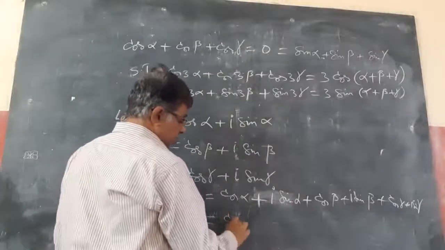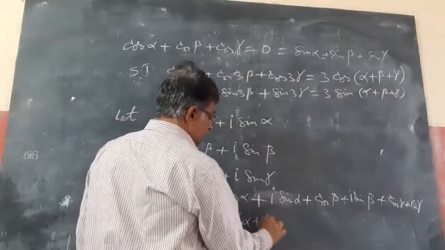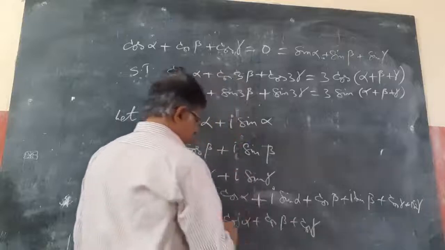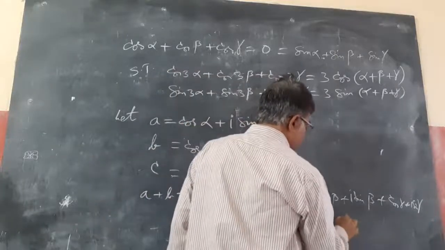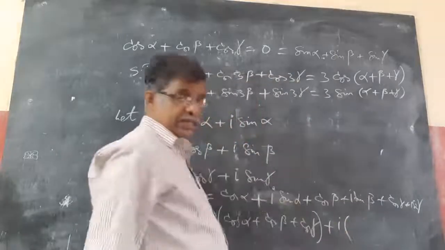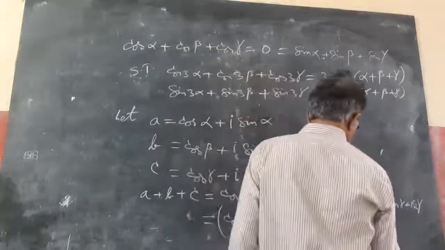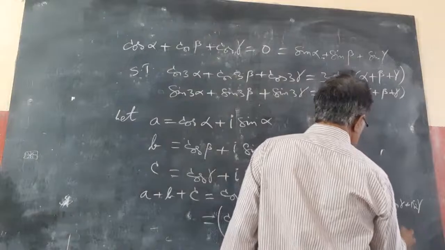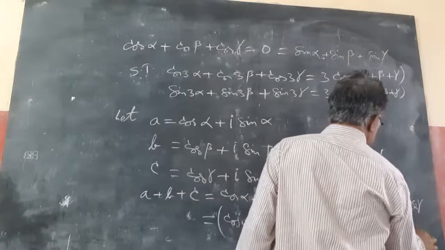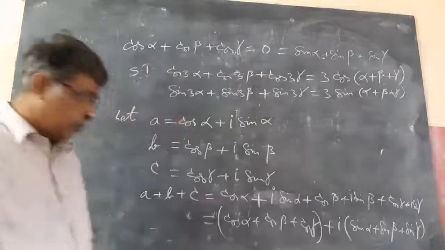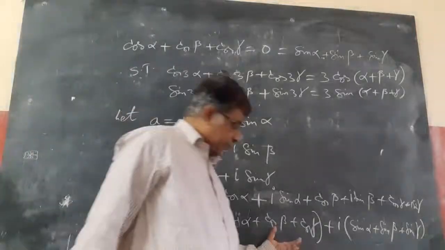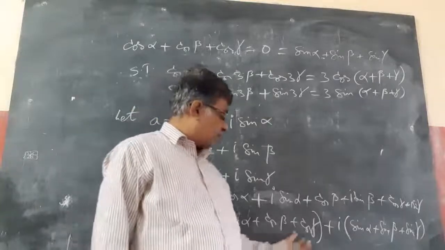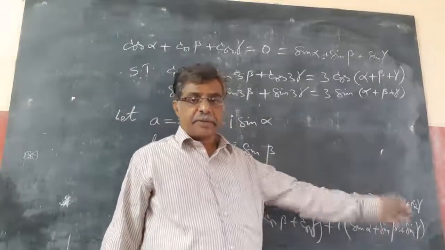Now, separating the real and imaginary parts. Cos alpha plus cos beta plus cos gamma is the real part, plus I into the imaginary part, wherever I is there, sin alpha plus sin beta plus sin gamma. So we have real part and imaginary part separated. Real part is cos alpha plus cos beta plus cos gamma, plus imaginary part is sin alpha plus sin beta plus sin gamma.